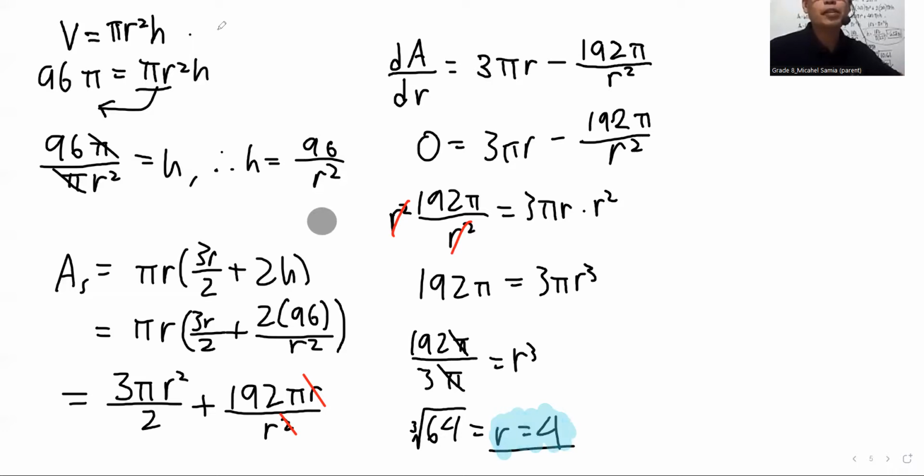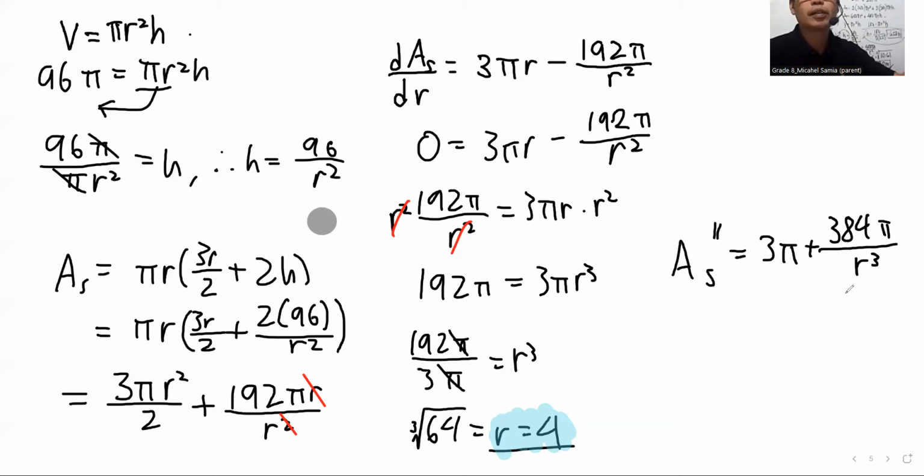Just derive the value, Josh, of 0 is equal to 3 pi r minus 192 pi all over r squared. Prove that it is the minimum. The second derivative is equal to 3 pi plus pi all over r cubed.